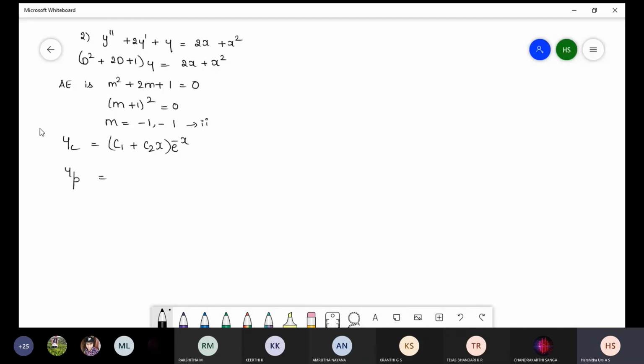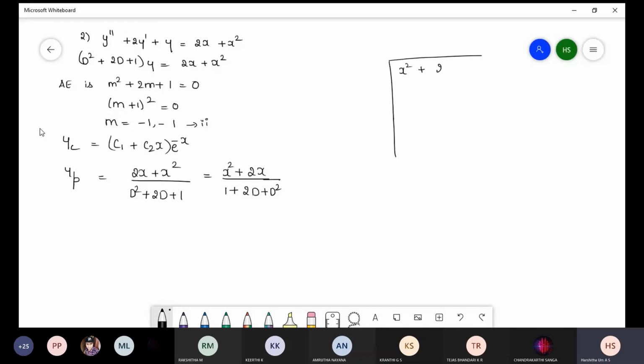Next comes yp. So 2x plus x square divided by d square plus 2d plus 1. As I told, the numerator should be from higher to lower degree, so x square plus 2x, and the denominator from lower to higher, so 1 plus 2d plus d square. This rule you have to keep in your mind. Now we will solve by the division method.